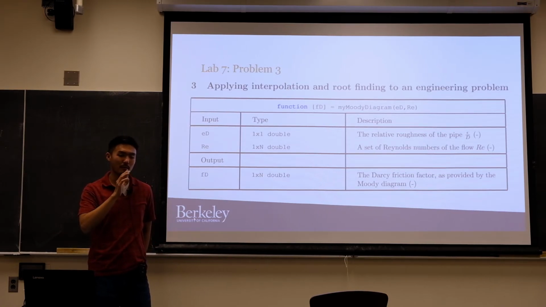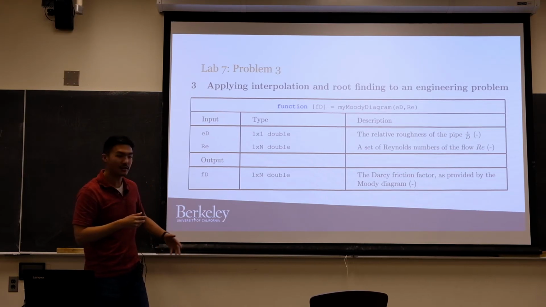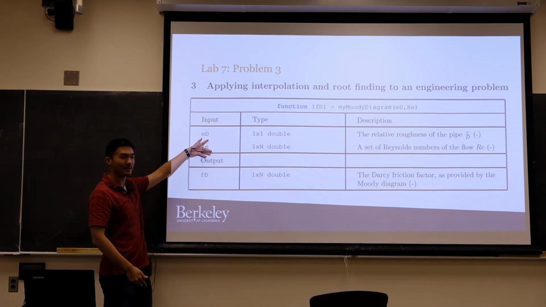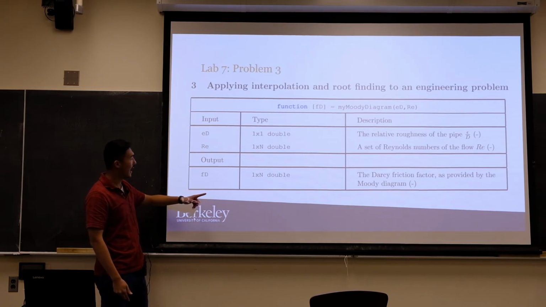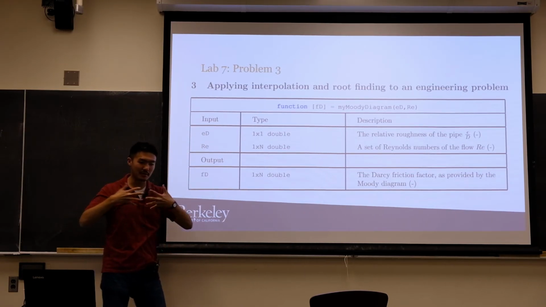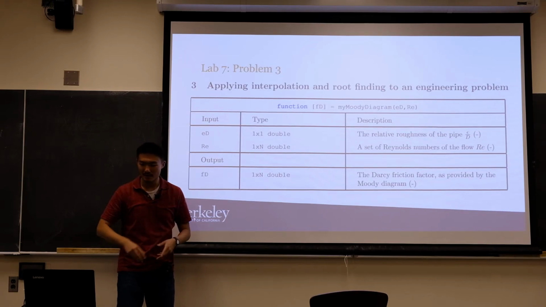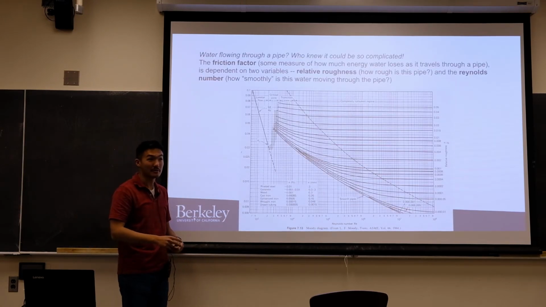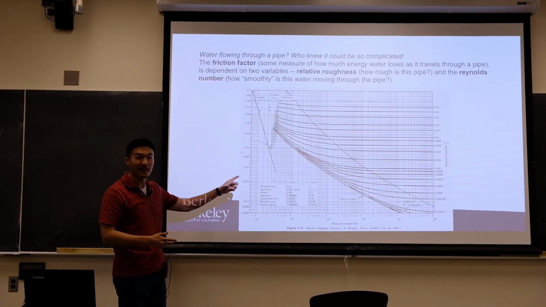When engineers are trying to analyze water flowing through pipes, they're specifically looking at 3 variables. And we're going to write a function that, when given 2 of these variables, can find the third for us. The way that these 3 variables are correlated with each other is illustrated by a Moody diagram.